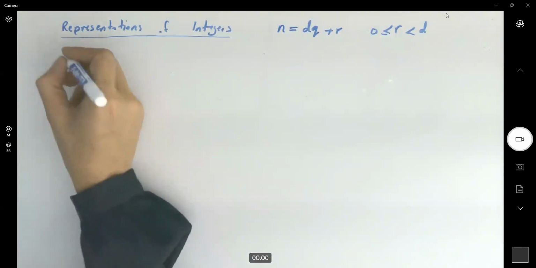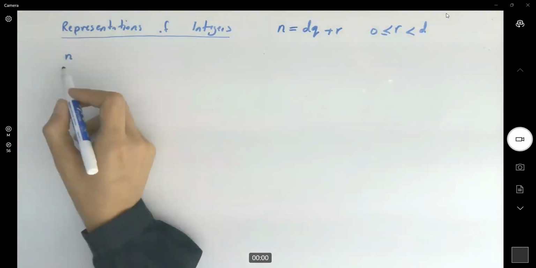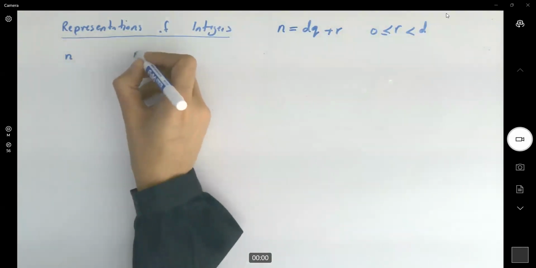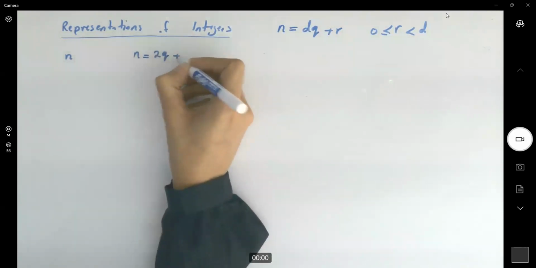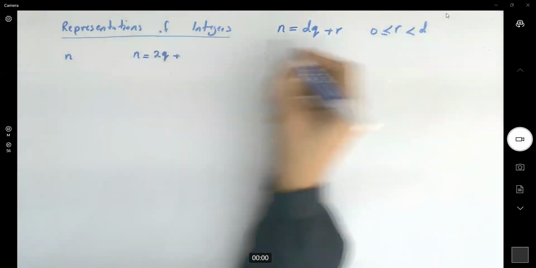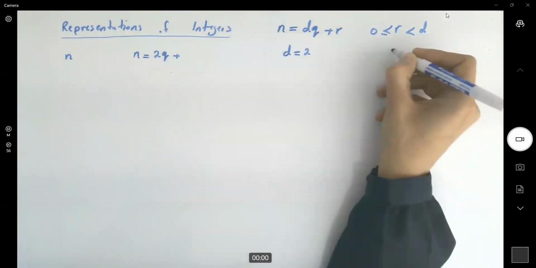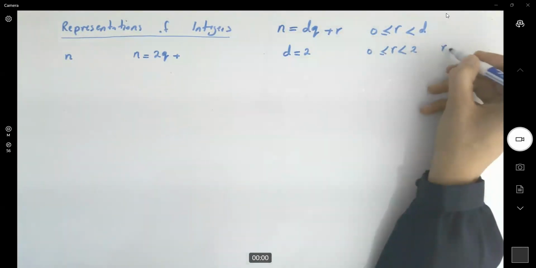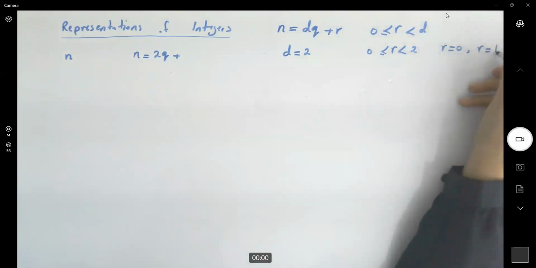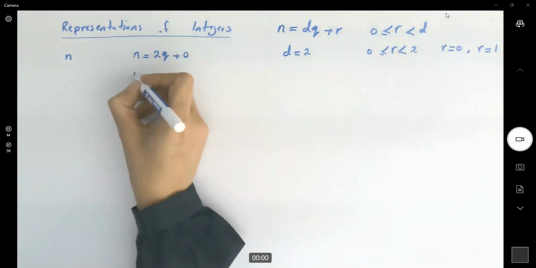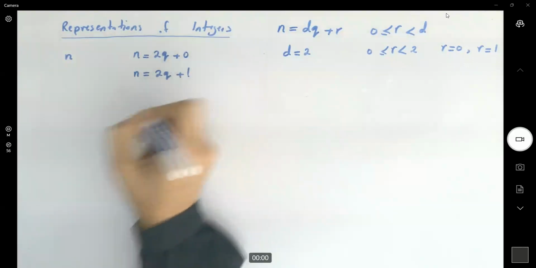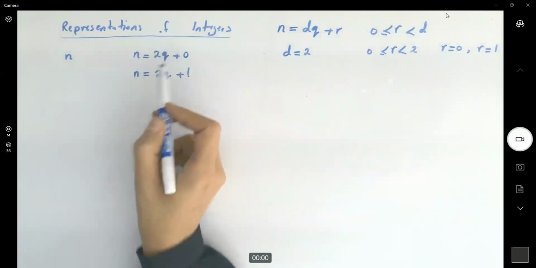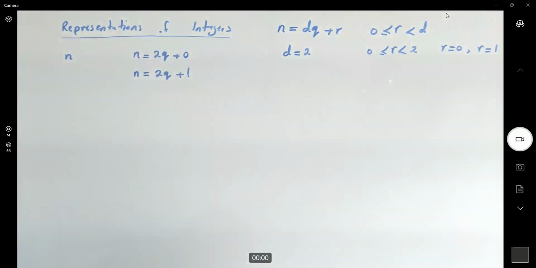Suppose I have an integer n, and I try to divide that integer by 2. It means that I have two scenarios. n is equal to 2q plus r, and in this case d is equal to 2. So the remainder is between 0 and 2. It means that my remainder is either 0 or 1. So n can be written as 2q plus 0, or n can be written as 2q plus 1. Dividing any integer by 2 gives you 2q or 2q plus 1.